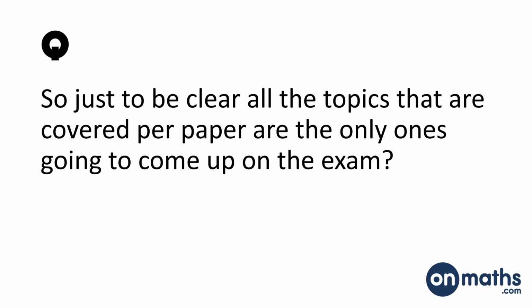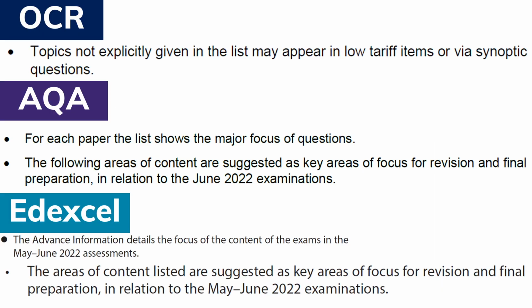So the first question says, just to be clear, all the topics that are covered per paper are the only ones going to come up in the exam? Not quite. So let's have a look at each of the exam boards and what they say about it. OCR says that topics that are not explicitly given in the list may appear in low tariff items and via synoptic questions. Now, what that means is up to interpretation.